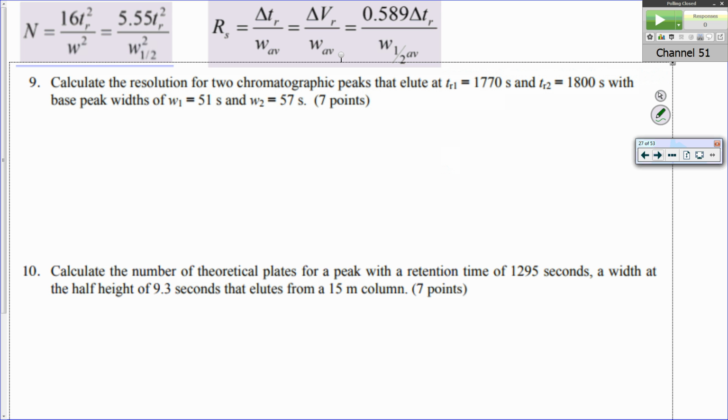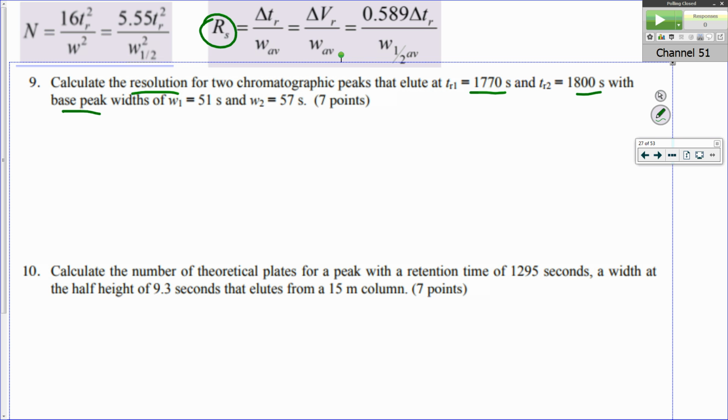Here were a couple more questions from that same test, just to give you a few more. Number 9 says calculate the resolution for two adjacent peaks. It tells me one elutes at 1770 seconds, and the second one elutes at 1800 seconds. It gives me the peak widths of peak 1 and peak 2 of 51 and 57 seconds. So I'm looking for resolution, and I'm going to use the resolution equation. What I've got is peak widths at the base now.